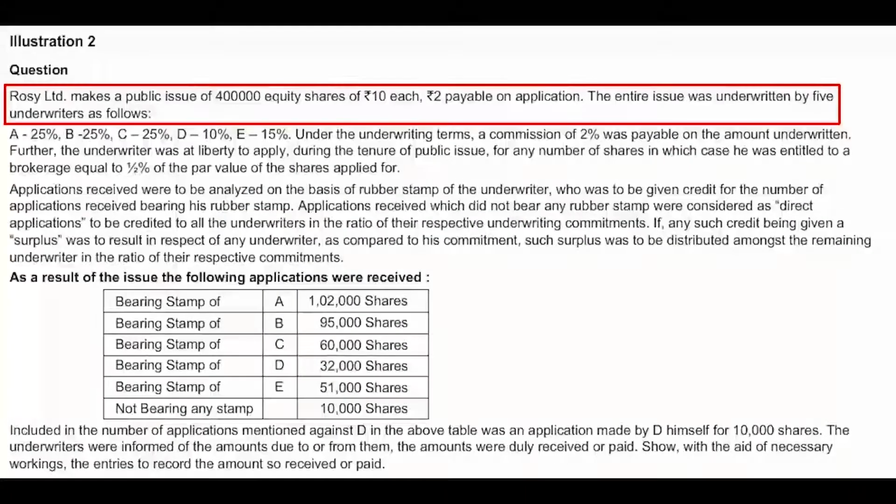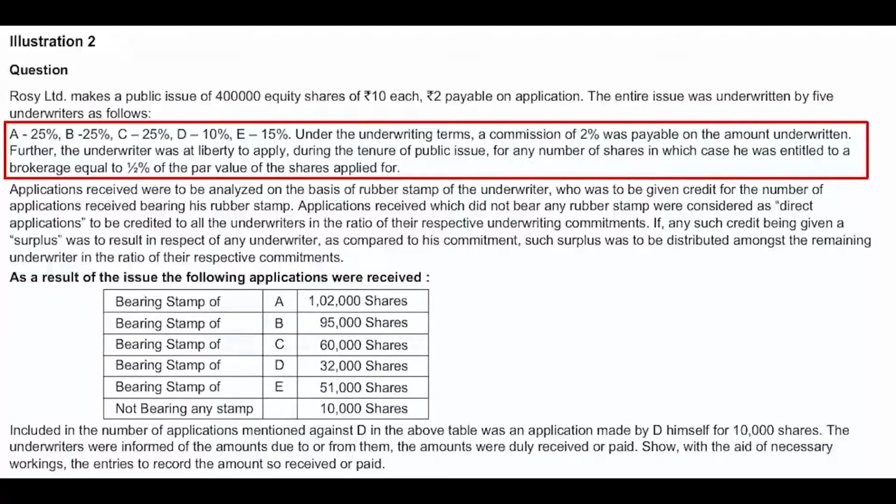There is one company, Rosie Limited, which makes a public issue of 4 lakh equity shares of rupees 10 each. Rupees 2 is payable on the application. The entire issue was underwritten by the 5 underwriters as follows: A 25%, B 25%, C 25%, D 10%, E 15%. This is how the 100% of the issue is underwritten. Under the underwriting terms, a commission of 2% was payable on the amount underwritten.